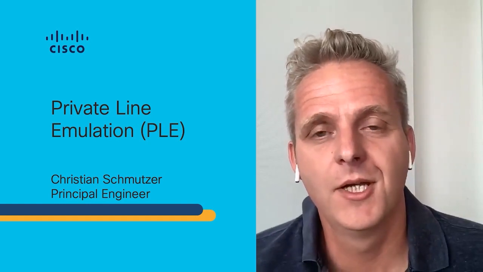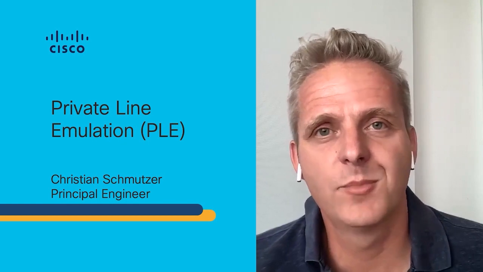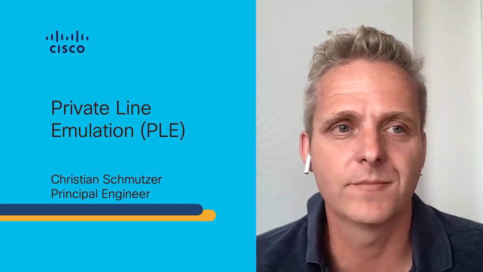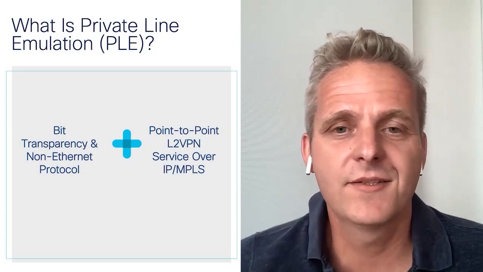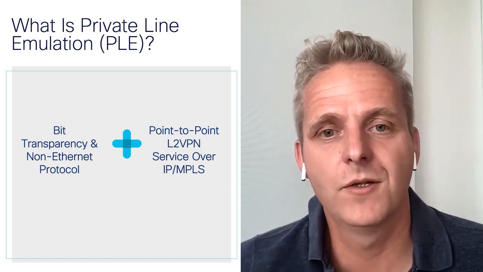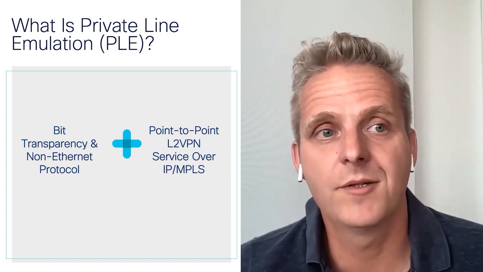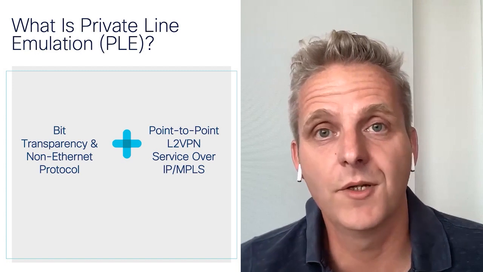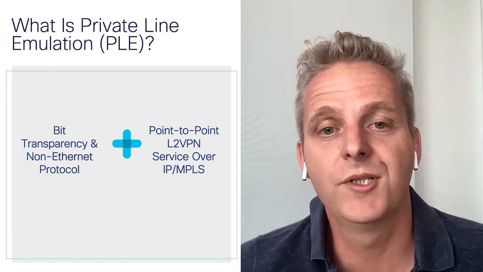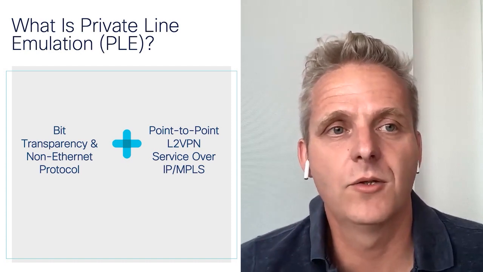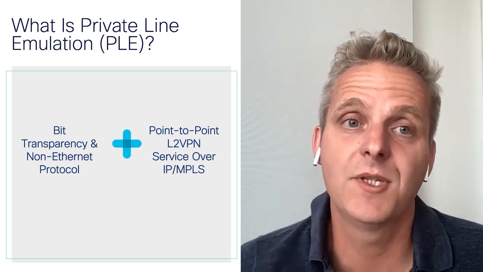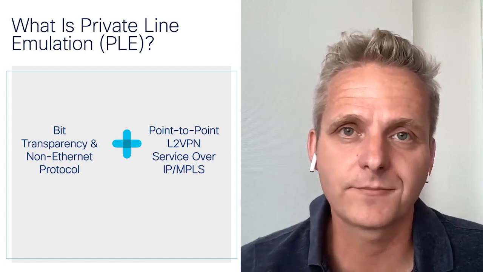I'm happy to see you watching my video, and I would like to explain to you what the details are about PLE, or private line emulation. In essence, private line emulation is a combination of two things. First of all, tackling the problem of bit transparency and the transport of non-Ethernet protocols. And second, we are combining that with a point-to-point construct called a pseudo-wire, which provides us a layer 2 VPN connection over an IP or MPLS network.